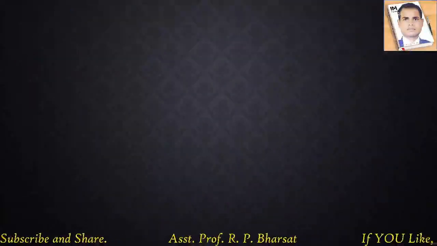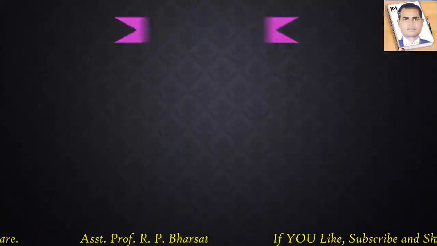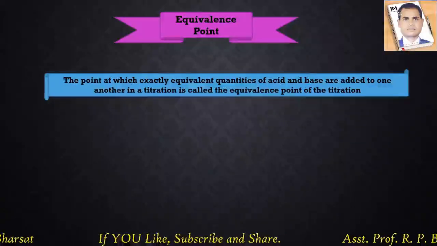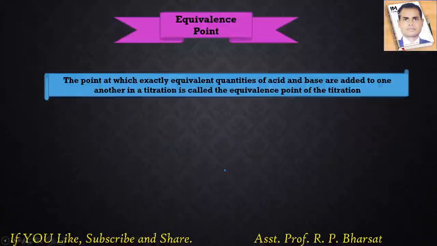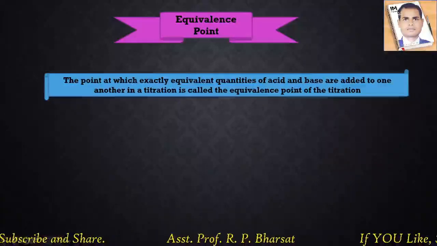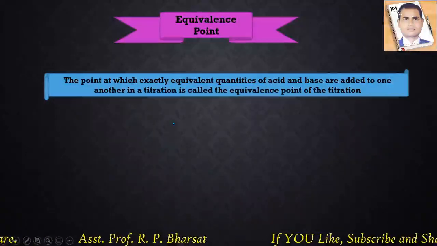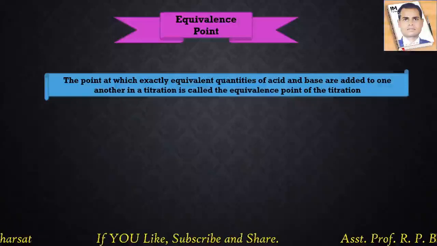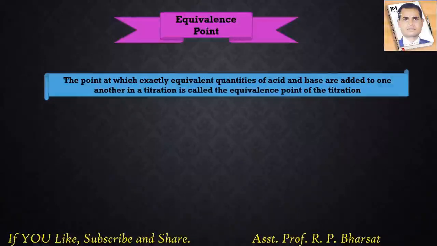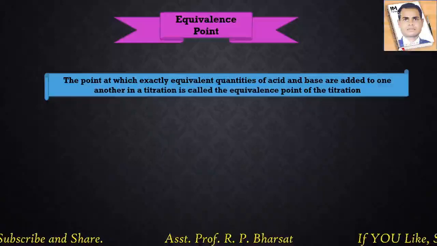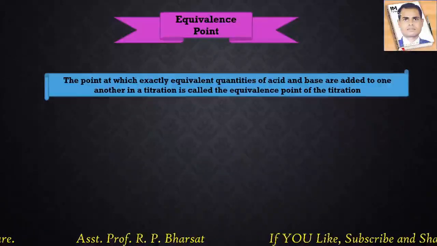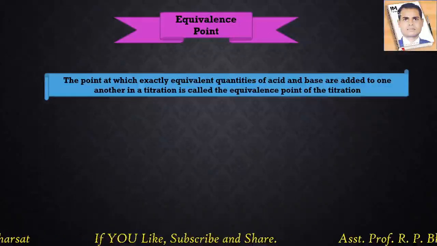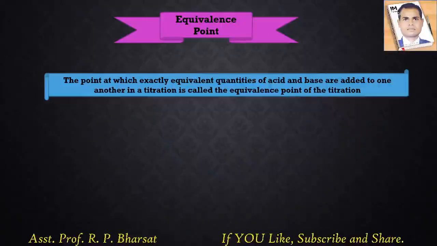Now we have to see the next term, that is equivalence point. The equivalence point of a titration is the point at which exactly equivalent quantities of acid and base have been added to one another. In a titration, if you are adding the same volume and same concentration of acid and base solution, you will get neutralization, or equal addition will be there.